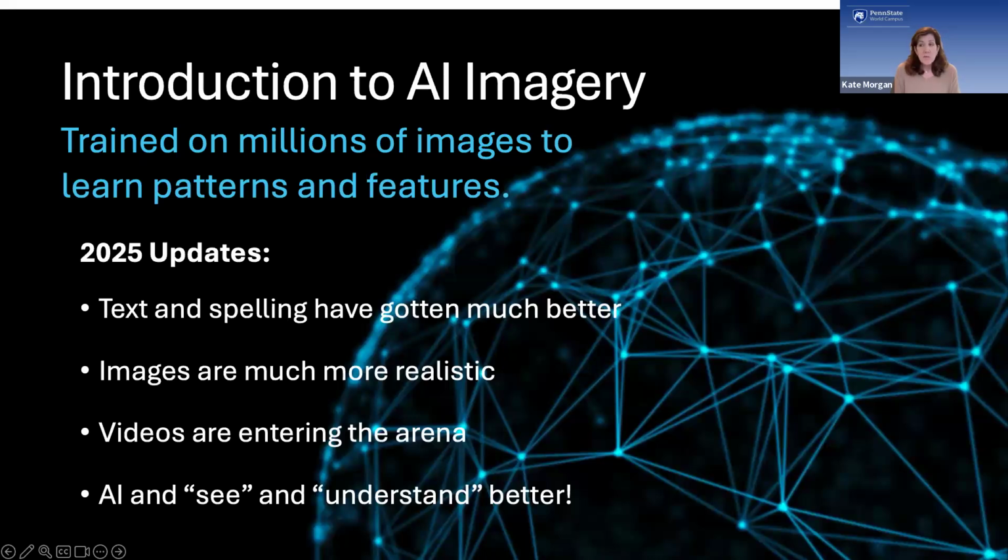Also, images are much more realistic. You have tons of options for telling AI what type of style you want, whether you want it cartoonish, or watercolor, or impressionistic. There are all different ways you can guide AI to get the output you're looking for.